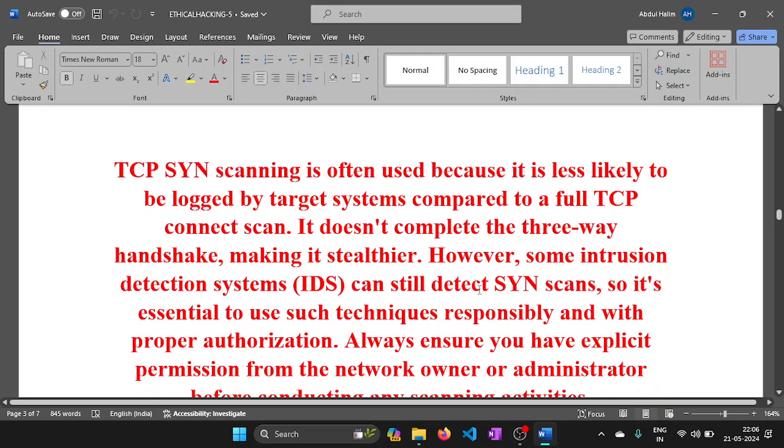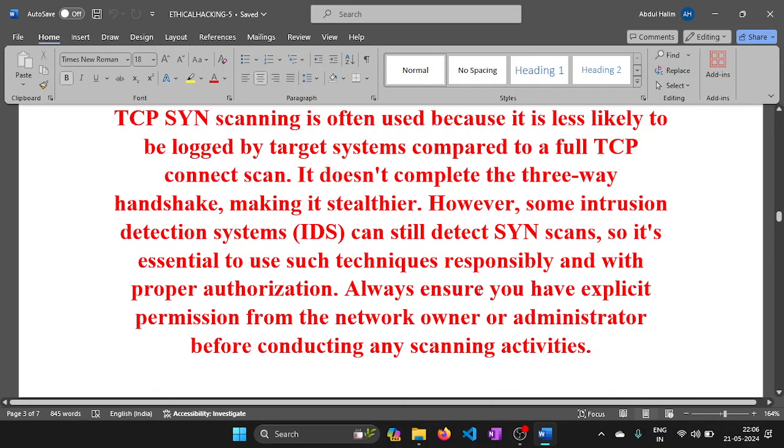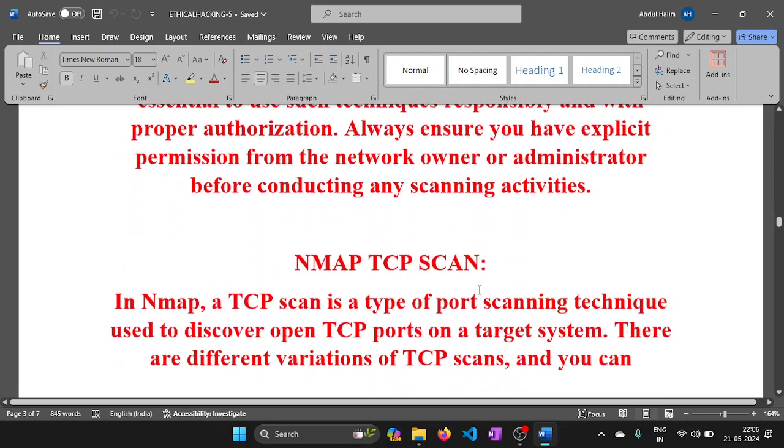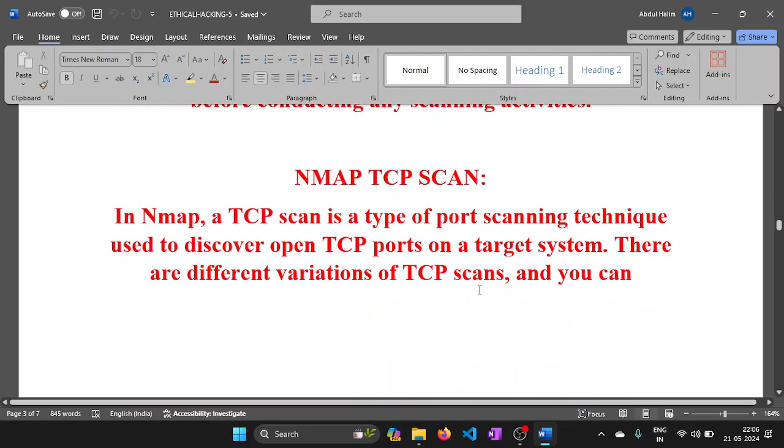So TCP SYN scanning is often used because it is less likely to be logged by the target system compared to a full TCP connect scan. It does not complete the three-way handshake, making it stealthier. However, some intrusion detection systems can still detect SYN scans, so it is essential to use such techniques responsibly and with proper authorization. Always ensure you have explicit permission from the network owner or administrator before conducting any scanning activities.